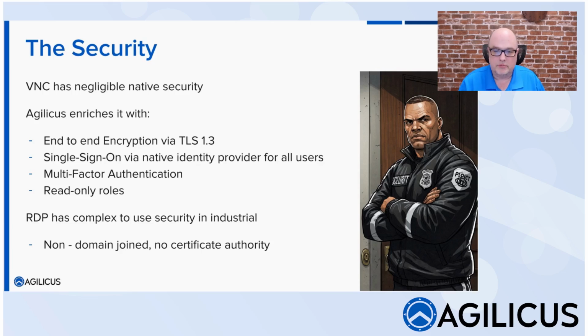And the same is true for RDP. RDP is very complex to use in an industrial environment. Microsoft has a lot of strengths in here that aren't in VNC, but usually the SCADA PC that sits in the corner that's a little bit damp, you know what I'm talking about, it's not domain joined, it doesn't have a certificate authority, the clock is off by about half an hour, and there's a bunch of stuff that's wrong with it. As a consequence, all that stuff that Microsoft created doesn't work. And we did the same thing for it.